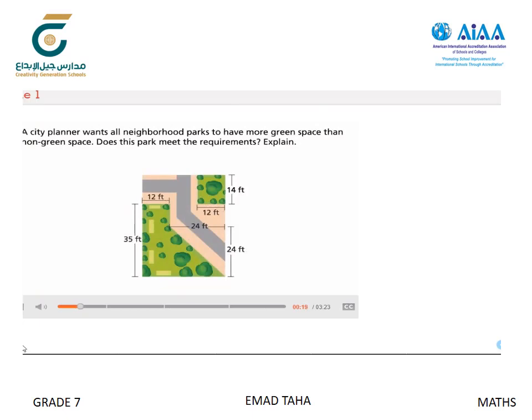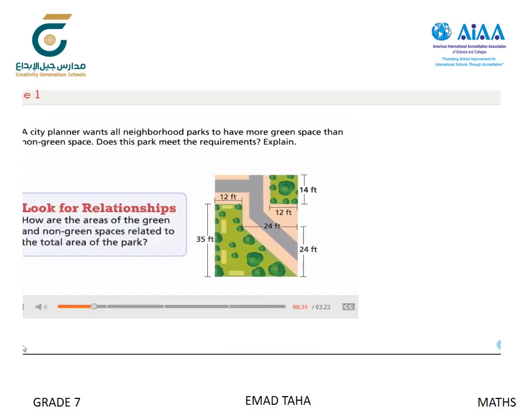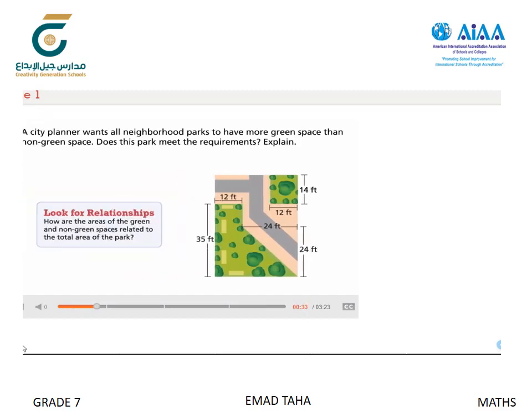A city planner wants all neighborhood parks to have more green space than non-green space. Does this park meet the requirements? Explain. A key part of solving this problem is looking at the relationships between the areas of the parts of the park. How are the areas of the green and non-green spaces related to the total area of the park?